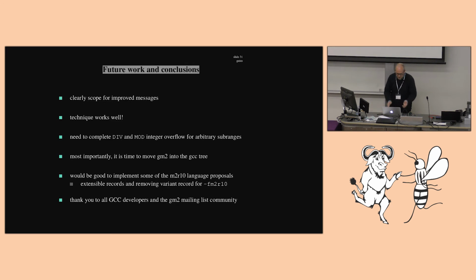Okay, so future work and conclusions. There's clearly scope for improved messages. The technique works pretty well. It probably should be rewritten, as you say. That would be good. I need to complete div and mod, but that's a lower priority than getting it into the tree. Let's do the tree first, and then this will be a background activity of div and mod.